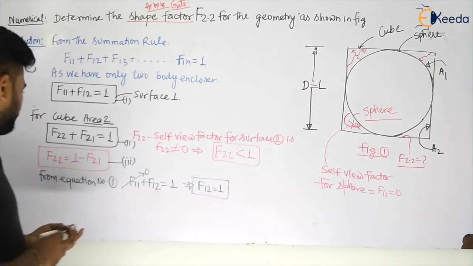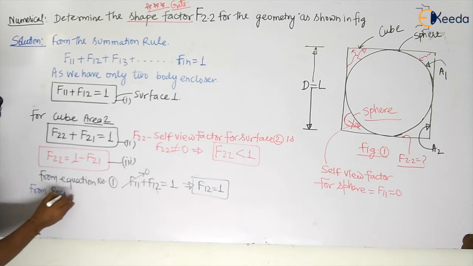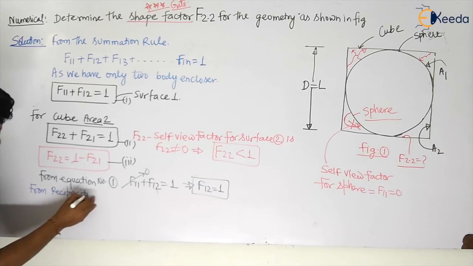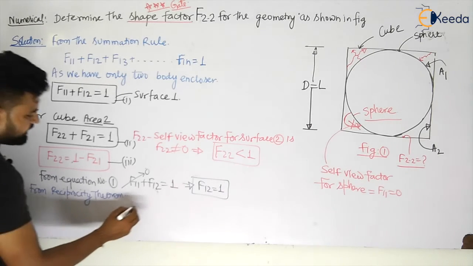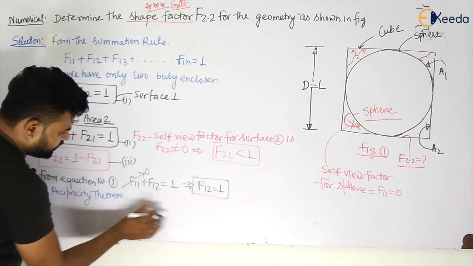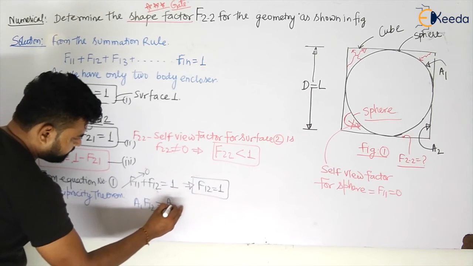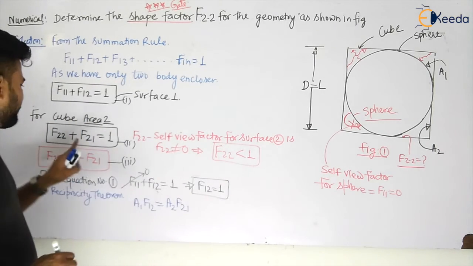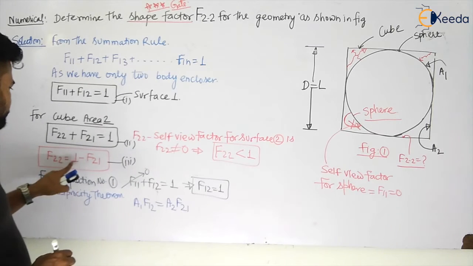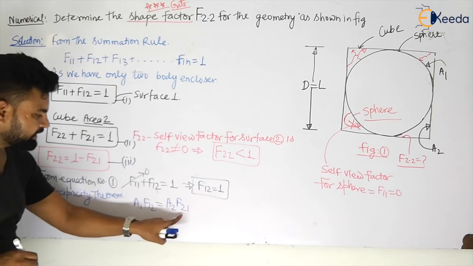Let us see. If we know the reciprocity theorem, what can we have? We can have A1 F12 is equal to A2 F21. But we have to calculate F22, and F22 can be calculated when we know F21. So from here F12 we know, and F21 can be easily calculated, my dear students.